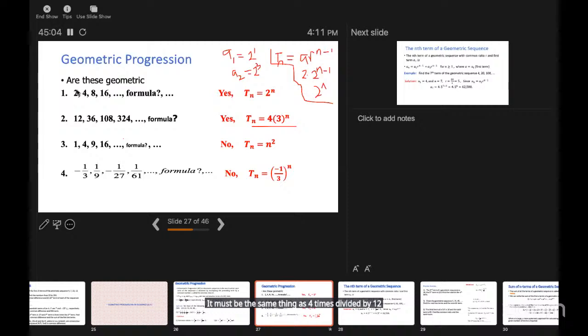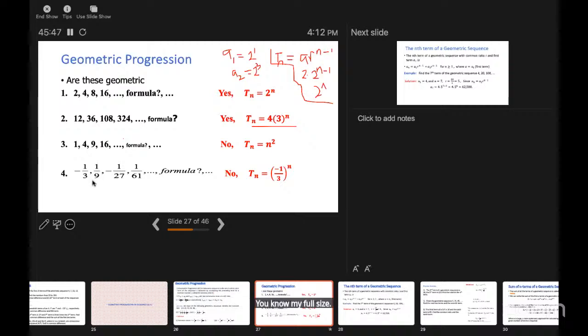So in this case, 4 divided by 2 is 2. 8 divided by 4 is 2. 16 divided by 8 is 2. Therefore, this is a GP. Look at this: 36 divided by 12 is 3. 108 divided by 36 is 3. 324 divided by 108 is 3. This one has a common ratio. But this one: 4 divided by 1 is 4. 9 divided by 4, is it 4? 16 divided by 9, is it 4? So this one does not have a common ratio. That is number 4.